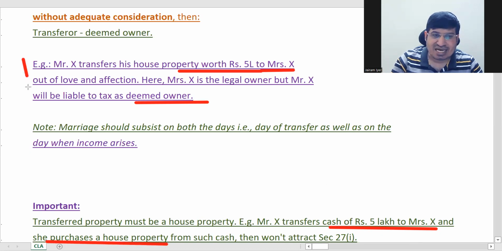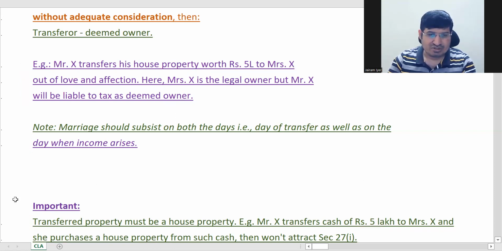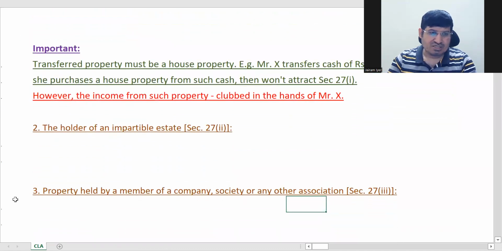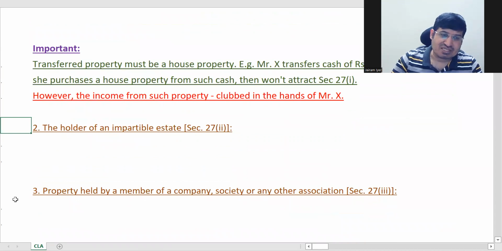The first case will be taxed under income from house property. In the second case, it will not be taxed under any head, but the income of the wife, whatever will be computed, will be clubbed in the hands of the husband. This is something we will be learning much later after your heads of income is complete. Then that is the first case, transfer to spouse or minor child for inadequate consideration. First case of deemed owner.